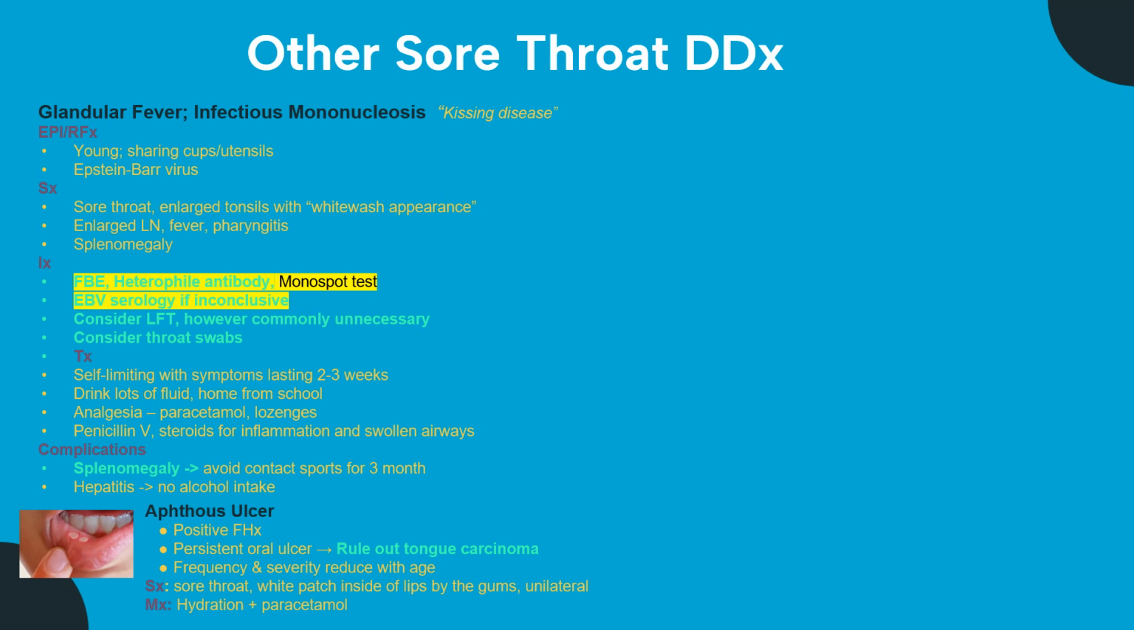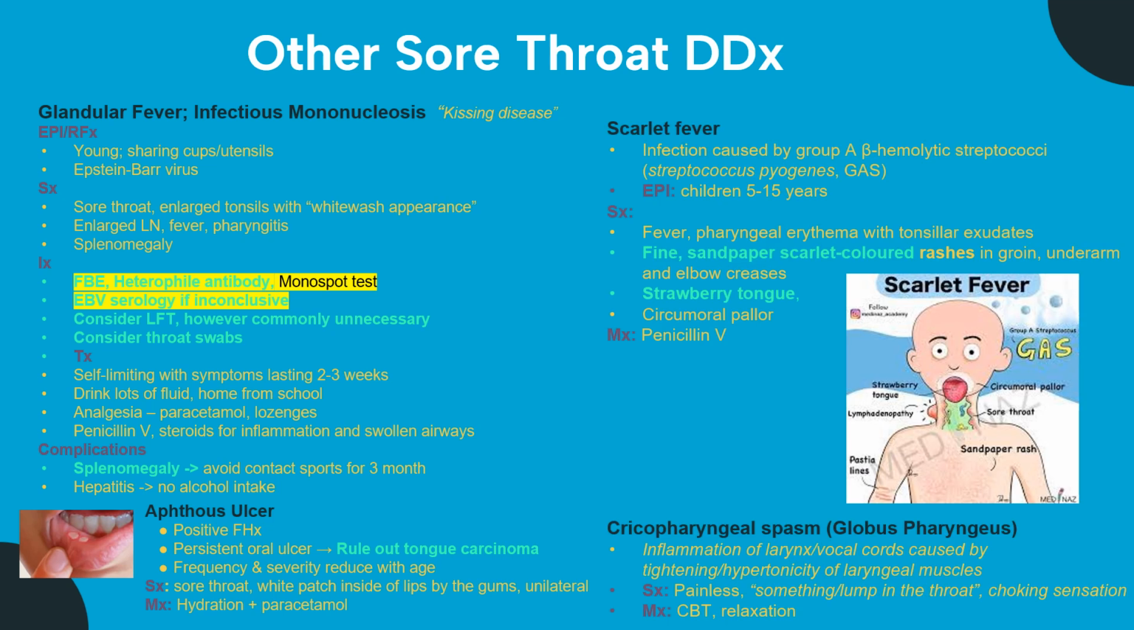Aphthous ulcer. This is another thing we should think about. If you're having a persistent oral ulcer particularly, then you need to rule out tongue carcinoma. It's most common in people with a positive family history, so it runs in families, and it gets less common with age. The symptoms are a white patch inside the lips around the gums, and it's most commonly on one side. It can also lead to a sore throat. Your treatment is just conservative management generally, so hydration and simple analgesia.